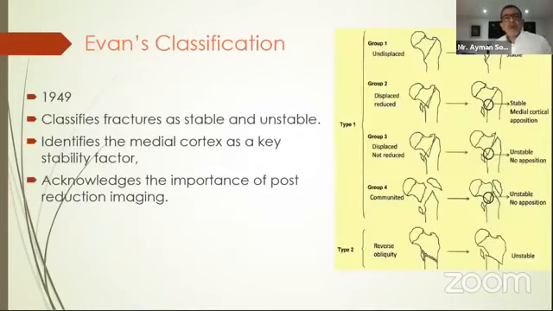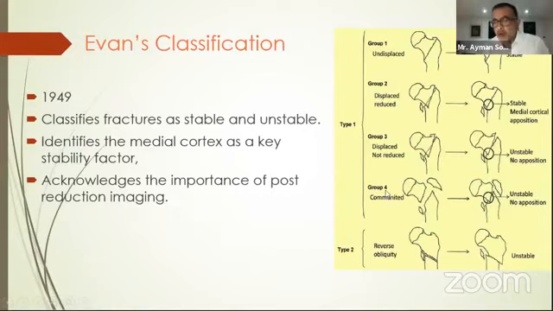So I'm going to start with Evans classification. This is a very old classification, 1949. The main reason why I'm mentioning Evans classification is that it's the first classification that takes into account the appearances of the fracture on traction. And this is a very important thing. So broadly, it's a type 1 and type 2, and type 2 is reverse oblique, and type 1 is undisplaced stable.